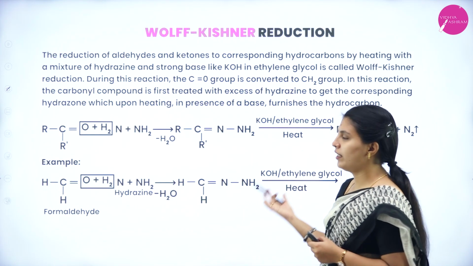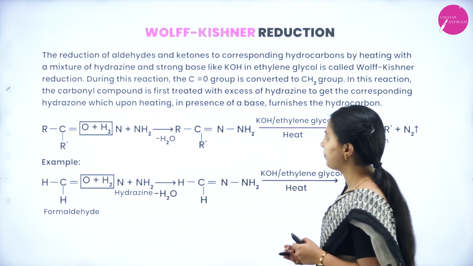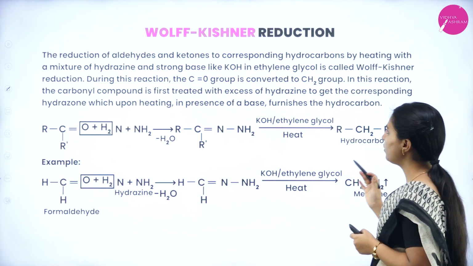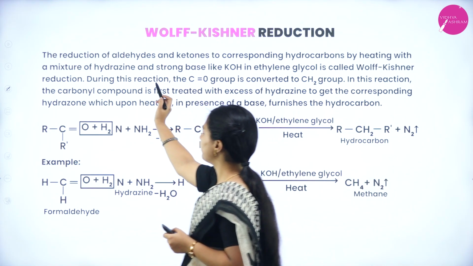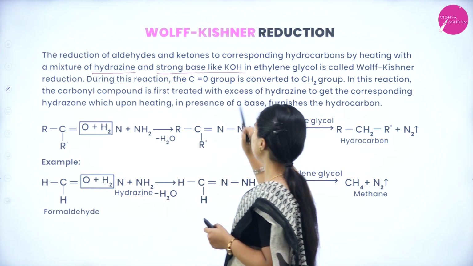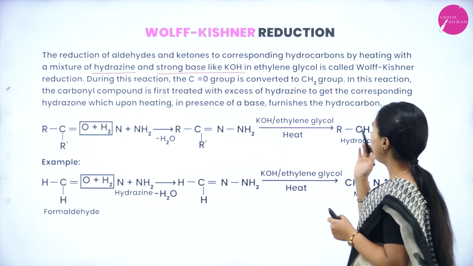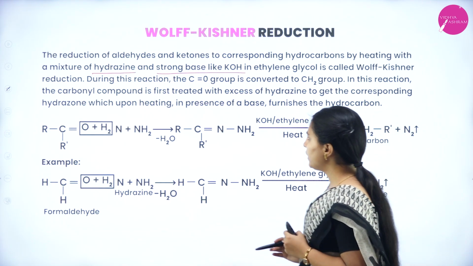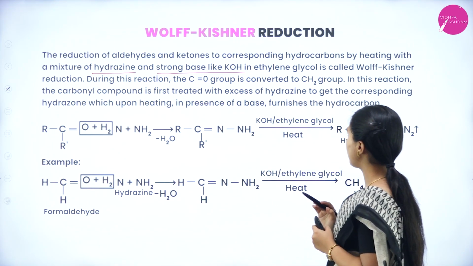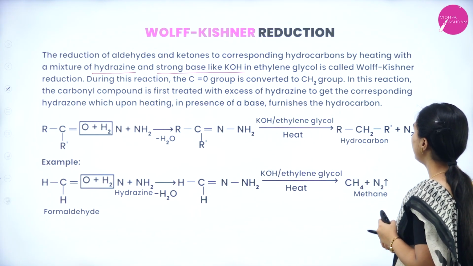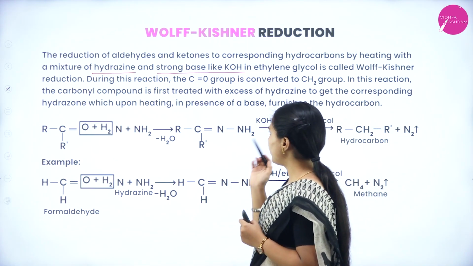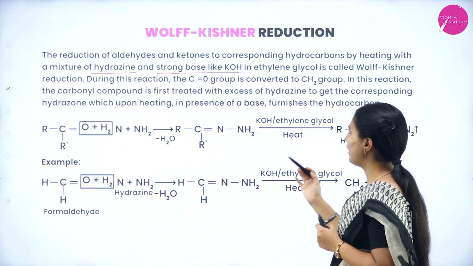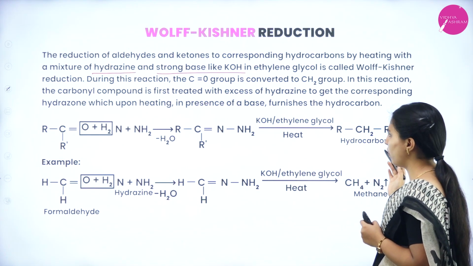Next, Wolff-Kishner reduction. These are the reduction types. The reduction of aldehydes and ketones to the corresponding hydrocarbons by heating with a mixture of hydrazine and a strong base like KOH, potassium hydroxide, in ethylene glycol is called Wolff-Kishner reduction. During this reaction, the carbonyl group is converted into a methylene group. The carbonyl group is first treated with excess hydrazine to get the corresponding hydrazone, which upon heating in the presence of a base furnishes the hydrocarbon.